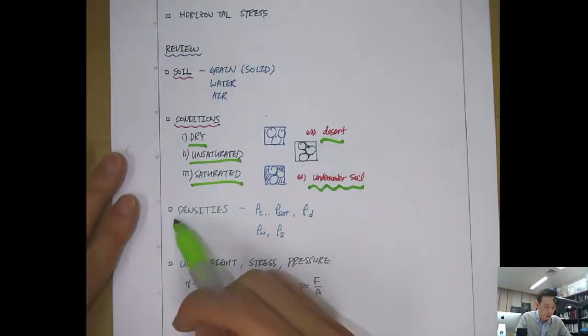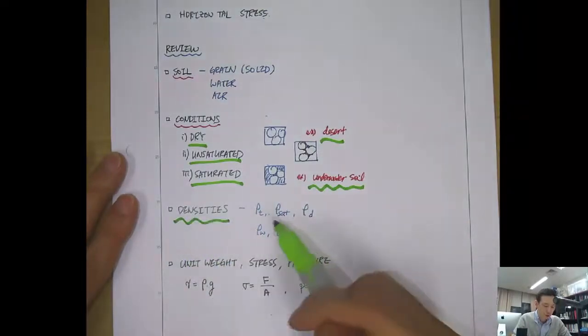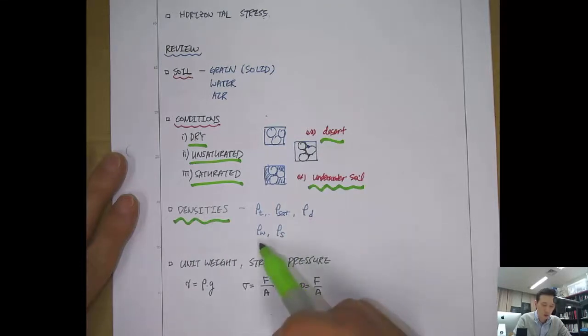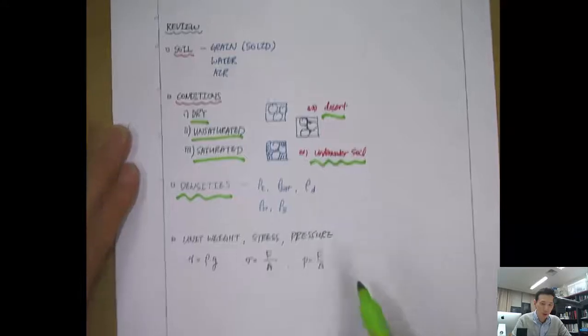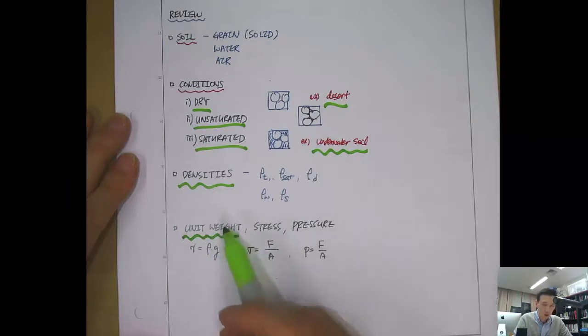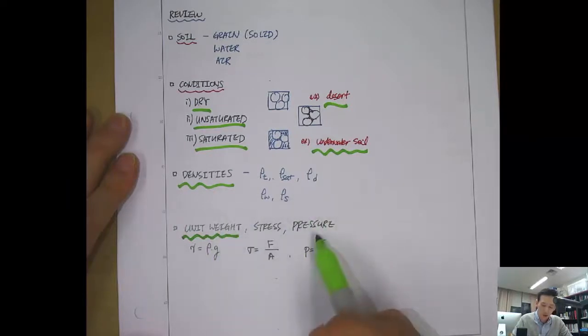And we talked about the densities. There are total density, saturated density, and dry density. And also we talked about the water density as a pore filling phase and the solid density, which makes up the grains. And sometimes we use the unit weight instead of the density, and stress and pressure.